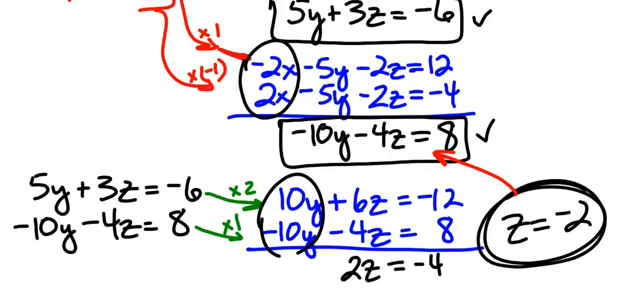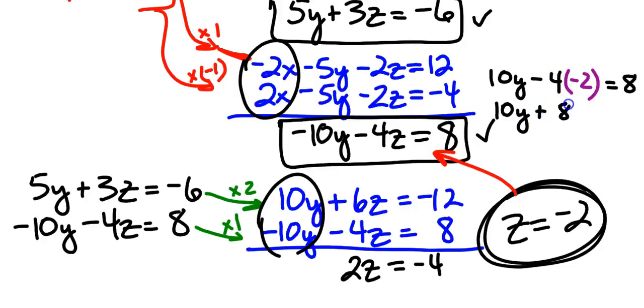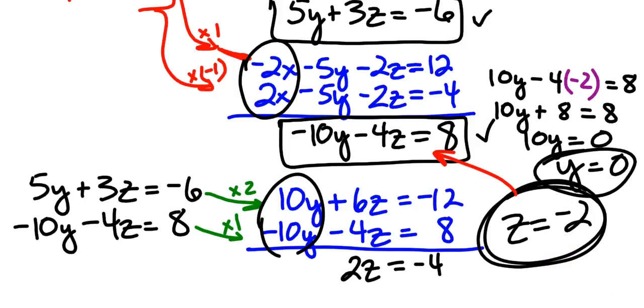So as I do that, I'm just going to come over here and do a little scratch work, negative 10y minus 4 times negative 2 equals 8. Well, 4 times negative 2, of course, is minus 8, so I've got negative 10y minus negative 8, so that's going to turn to plus 8, equals 8. Well, you subtract 8, you get negative 10y equals 0, so we find that y is 0. So I've got two of my variables.